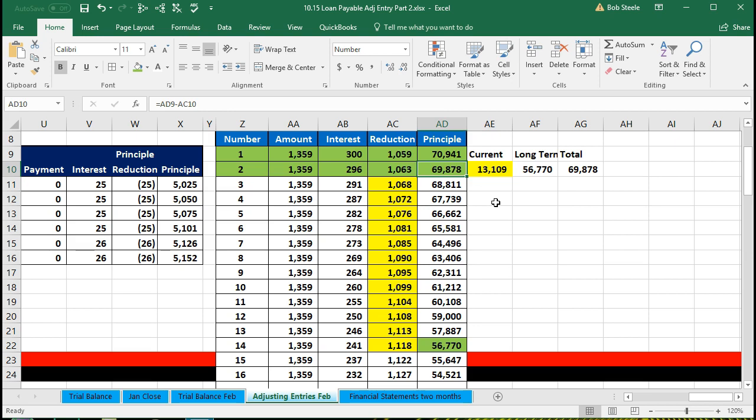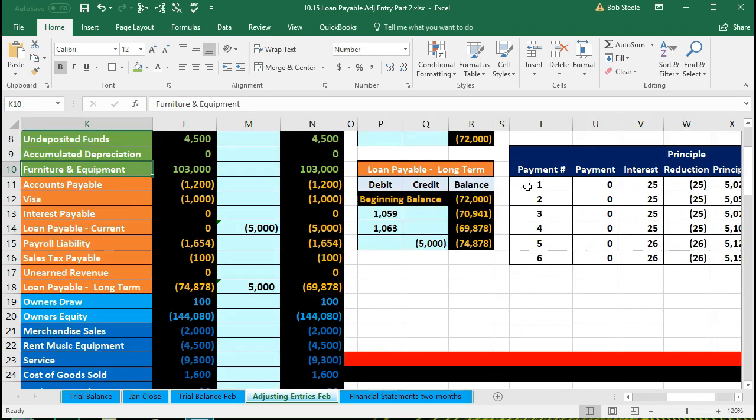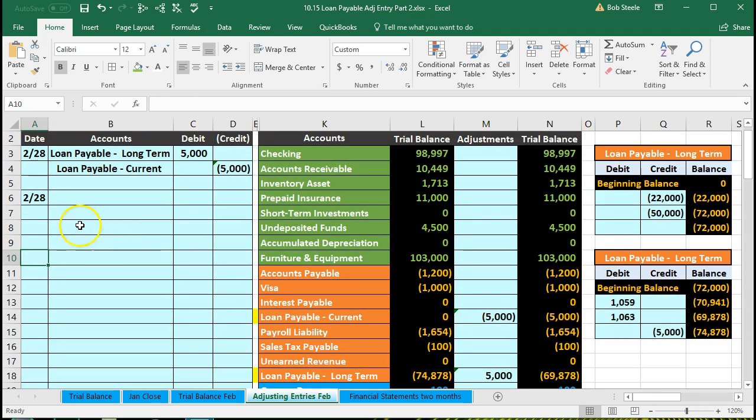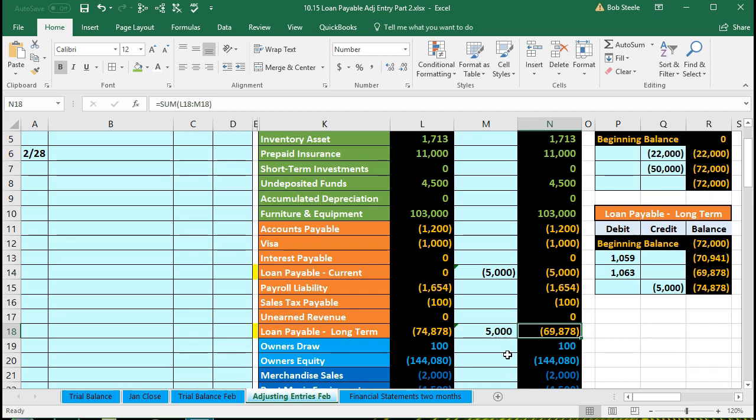Once we do that, we will end up with current portion increasing by that. It already has 5,000 in it, plus the 13,109, and the long-term portion being this amount. Let's do that now. Scrolling back to the left, we're going to make our adjusting entry as of 2/28. We will be dealing with these two accounts, loan payable current and loan payable long term. We currently have, after that last entry, the 69,878, and we are going to make that go down in the long-term portion by the current portion of the long-term loan.